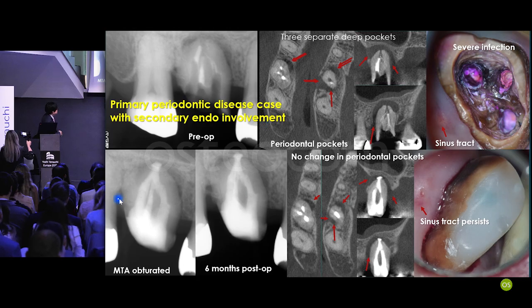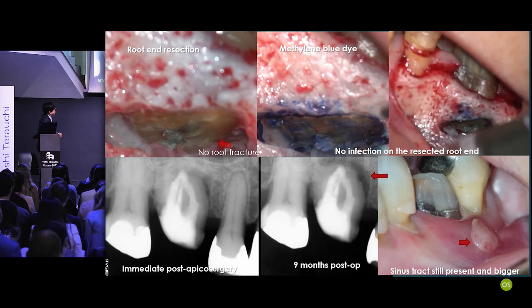And this is immediate post-op. I filled the root canal with MTA. And this is 6 months post-op. Nothing changed. So the next thing I did was root end surgery because of the persistent apical periodontitis. And this is what I did. I did root end surgery, and this is what I got. This is immediate post-surgery, and this is 9 months post-op. You see the sinus tract got bigger.